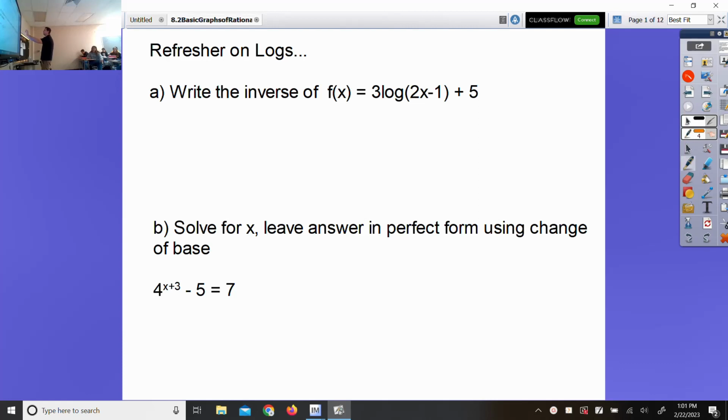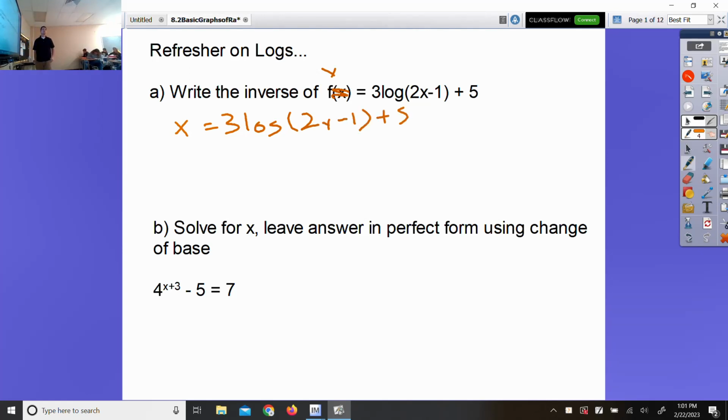Right, the inverse of f of x is 3 log 2x minus 1 plus 5. How do you write an inverse? First step: swap x and y. F of x is y, so what does it become? It is y. It becomes x. And every x becomes a y.